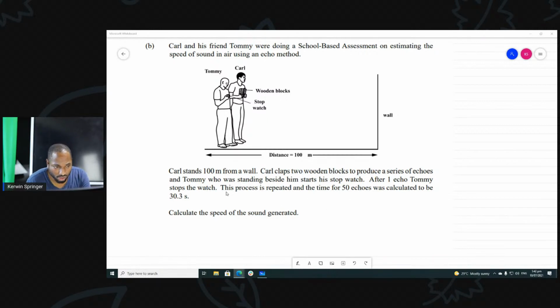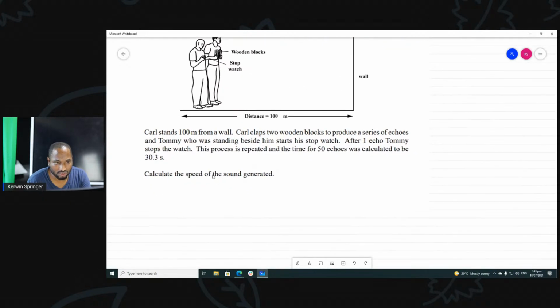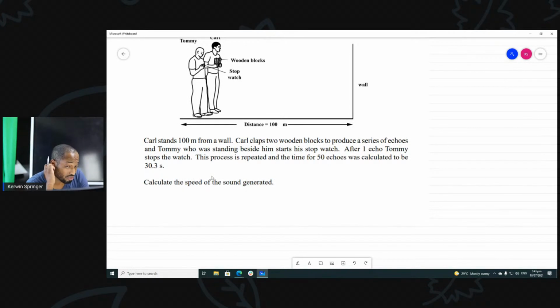So after one echo, Tommy stops the watch. This process is repeated. The time for 50 echoes is calculated to be 30.3. So what are you doing? He hits it, right, he starts. Echo. 1, 2. Calculate the speed of sound generated. So the time taken for 50 echoes. We're assuming no trick, so it's not like 49 echoes. They say this is the time taken for 50 echoes.